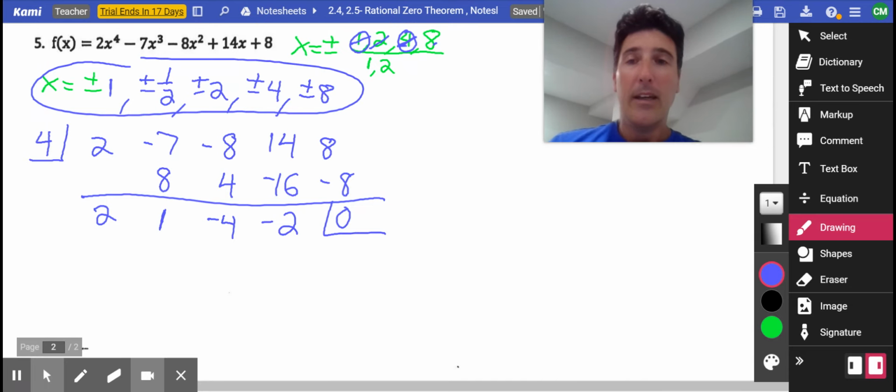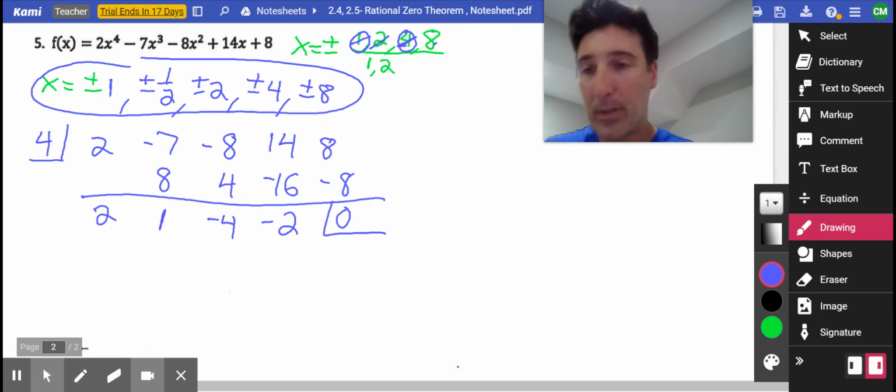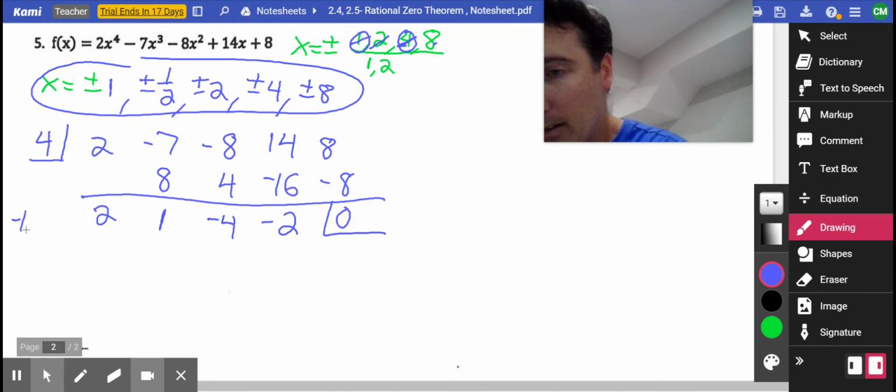Now, I know I'm not done because I started with this exponent of 4. This is an exponent of 3. So this is 2x cubed plus x squared minus 4x minus 2. Now, same thing, you would go through the list. One thing's a little bit unfortunate with this: the only other thing that works is negative 1/2. It's a little bit of a pain dealing with fractions, but let's put negative 1/2 in here.